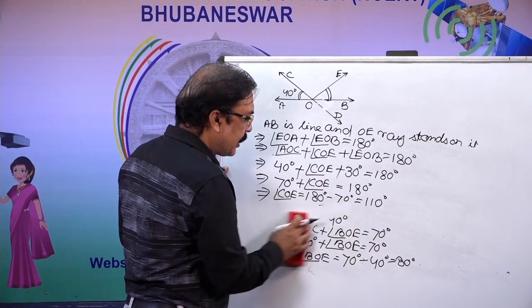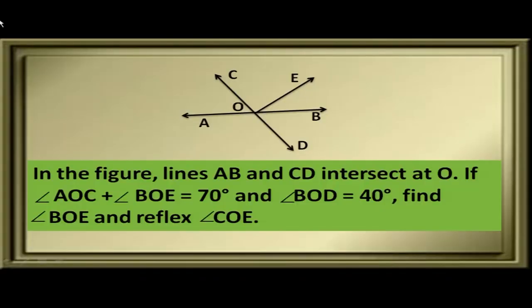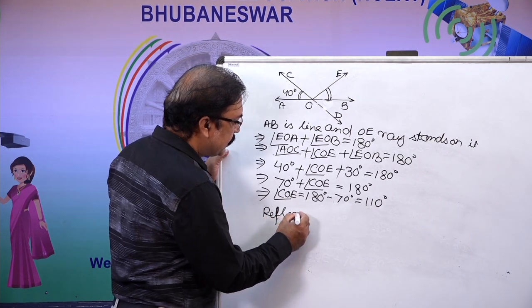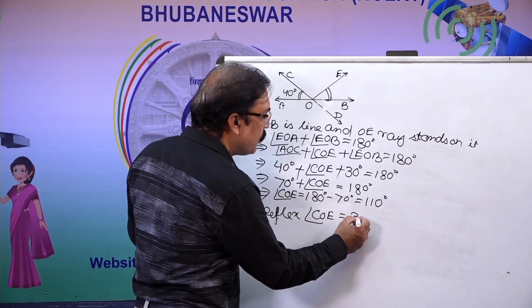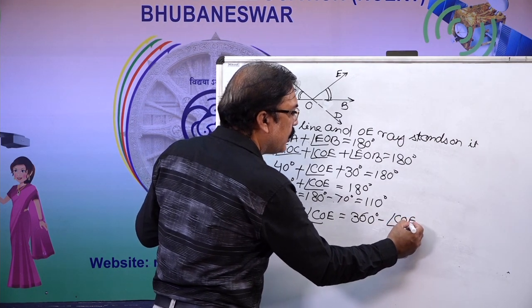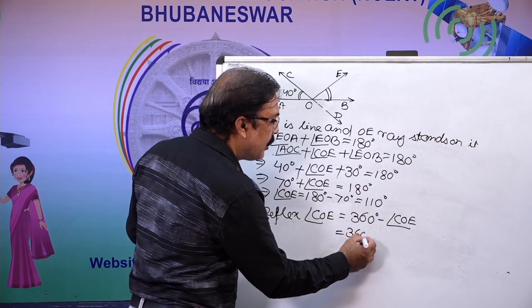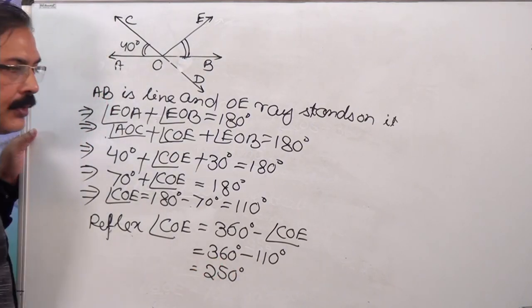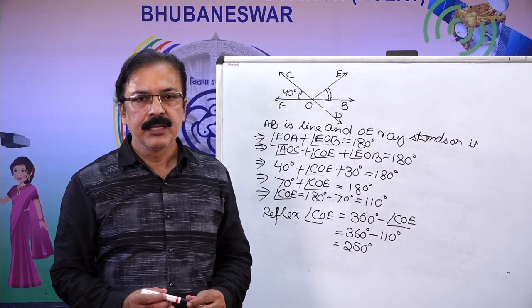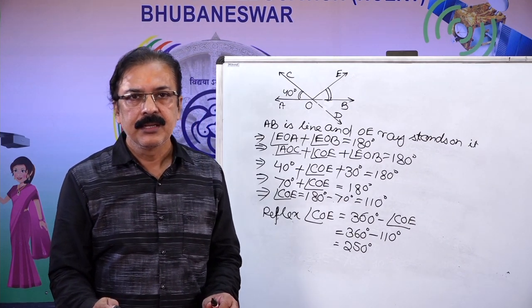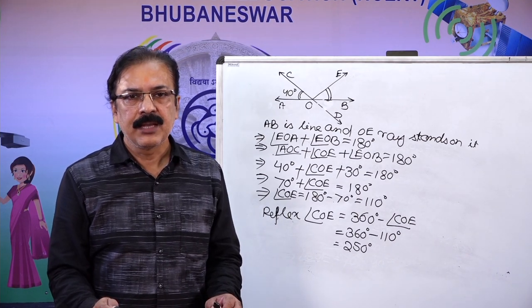What is asked in the second part of the question? It is asked to find the reflex of angle COE. So, reflex COE is equal to 360 degree minus COE. That is 360 degree minus 110 degree, that is 250 degree. So, reflex of angle COE is 250 degree. Okay. So, this is the solution of this question. Now, let's have a look at another question.